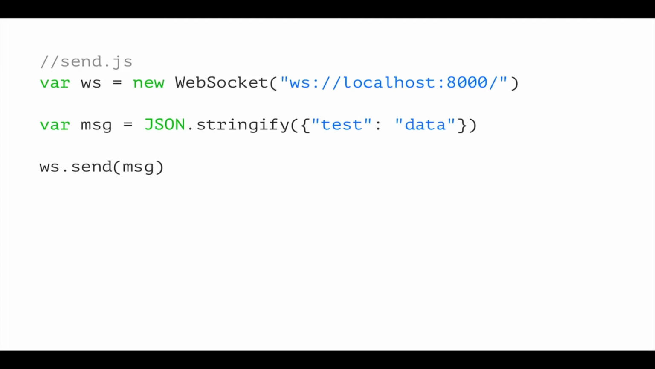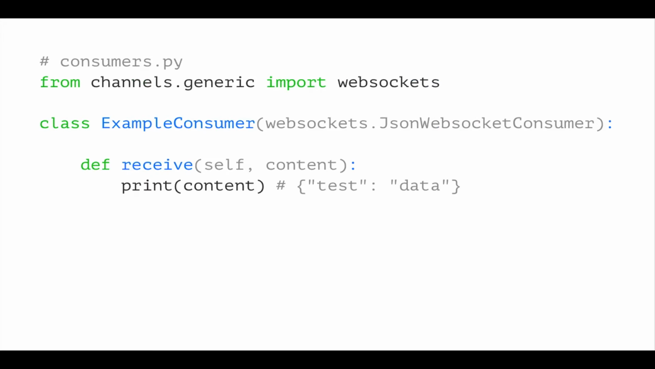Cool. So on the other side of things, we have here an example consumer class, and it subclasses the JSON WebSocket consumer. The JSON WebSocket consumer gives you the receive method, which you can define and do something with that data. Pretty simple. And so here's the class.